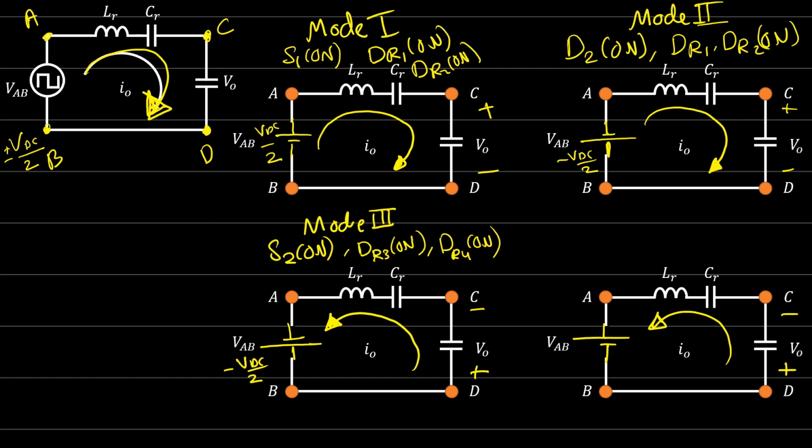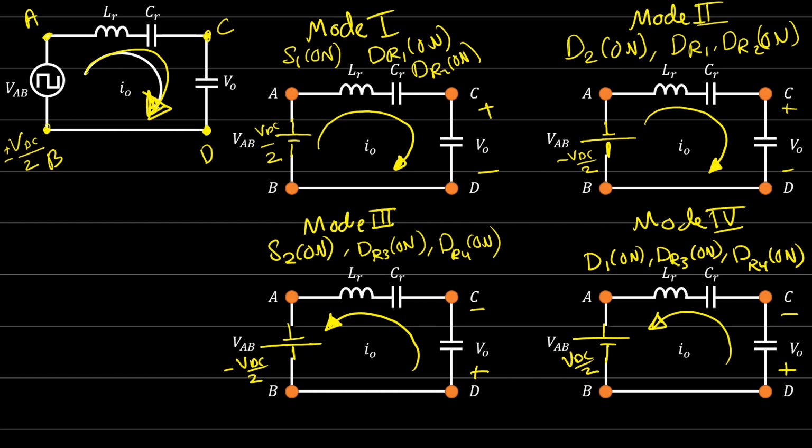So the output is negative, the input is positive, but the current is negative. In this case, diode 1 is conducting, but because the output is negative, diodes R3 and R4 are conducting on the rectifier side. This is plus VDC over 2, and this is mode 4. So these are the options that we have for the voltage and the current on the input and the output.